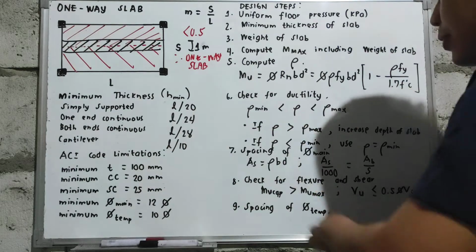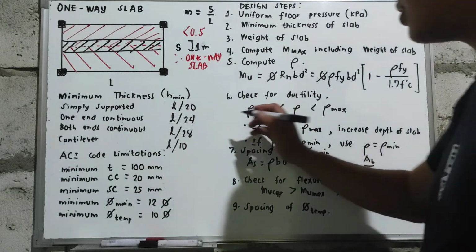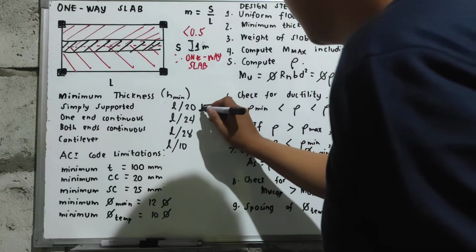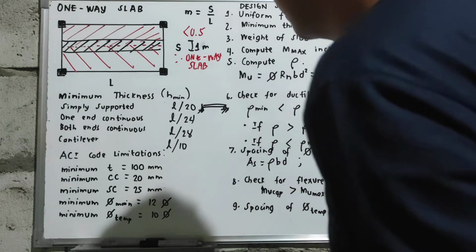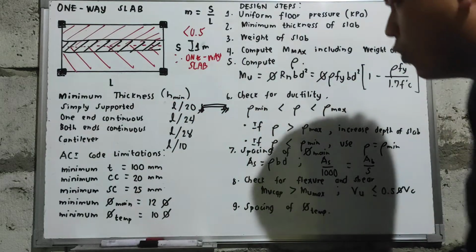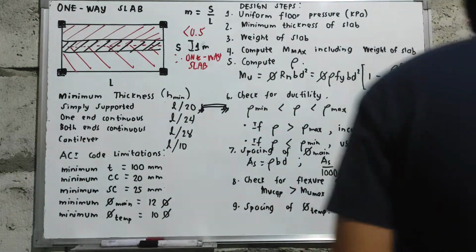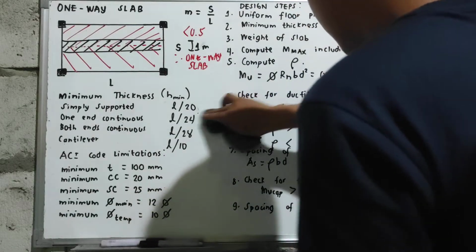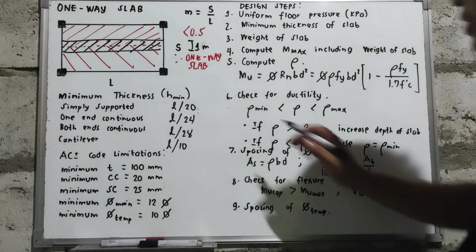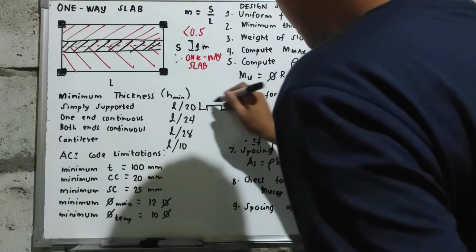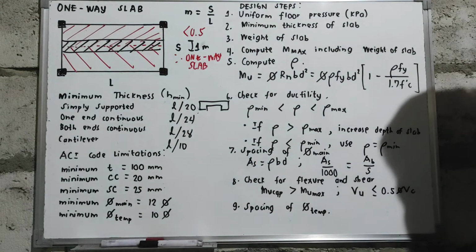So kapag simply supported, okay, yung minimum thickness daw natin, that is L over 20. So kung ayusin natin yung figure natin, let's say ganito yung gagawin natin. Ayan. So this is a simply supported beam.